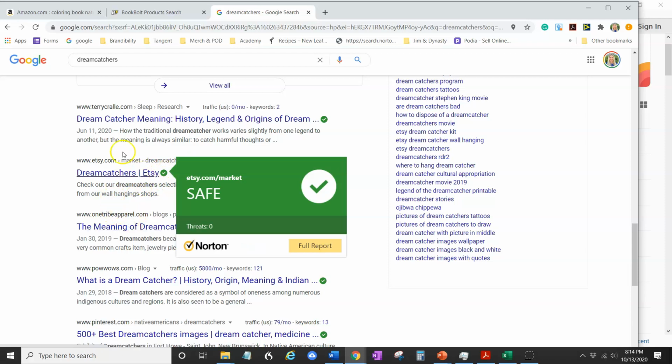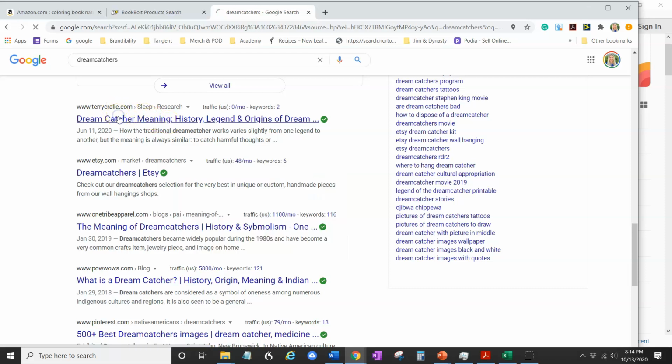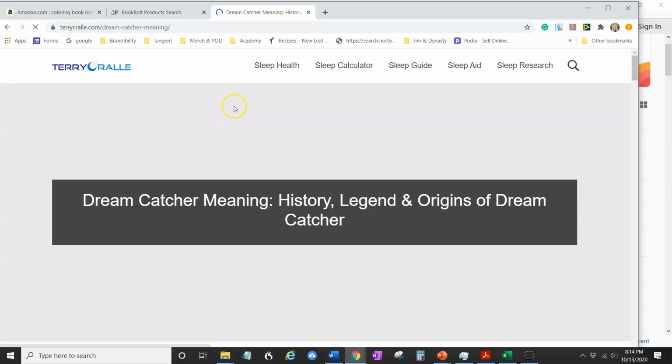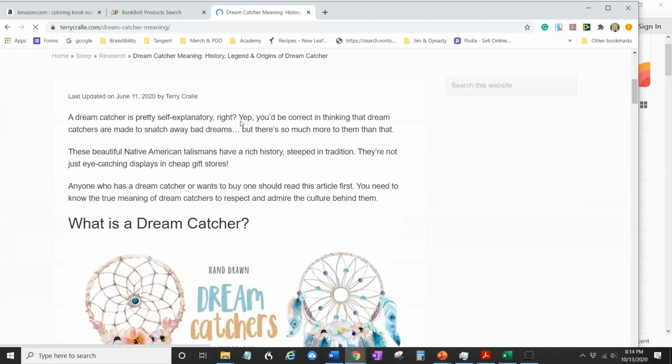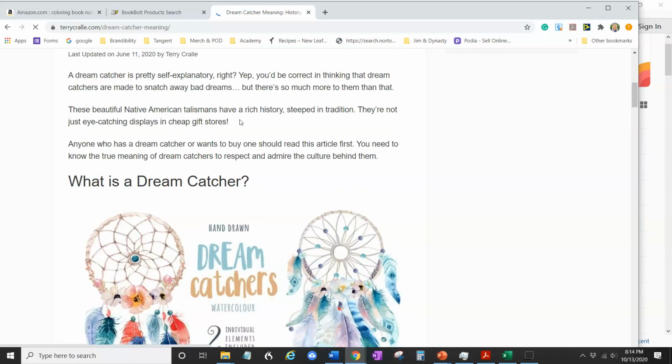So let's go here. Sleep. Oh, see, they have dream catcher and sleep study. And I know you think, oh, this is kind of pretty in-depth research to find keywords, but that's how you find the best keywords. You do more research than the average person.